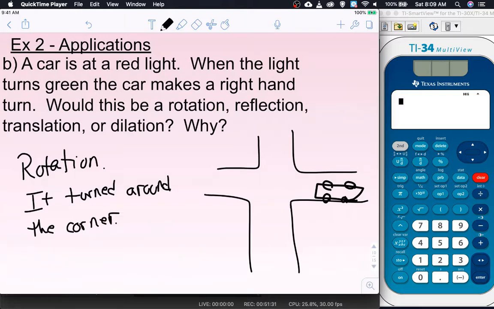I think that's a good enough description of why it's a rotation, because it turned around the corner. Rotations are turns. There. Turn, turn.